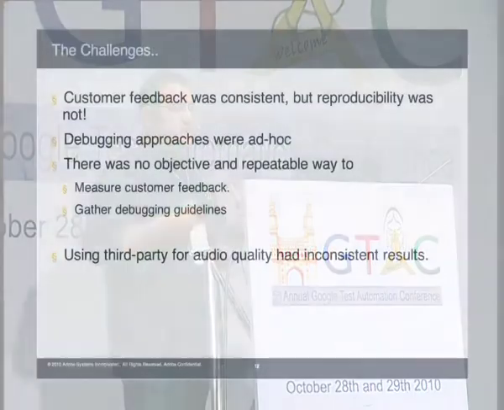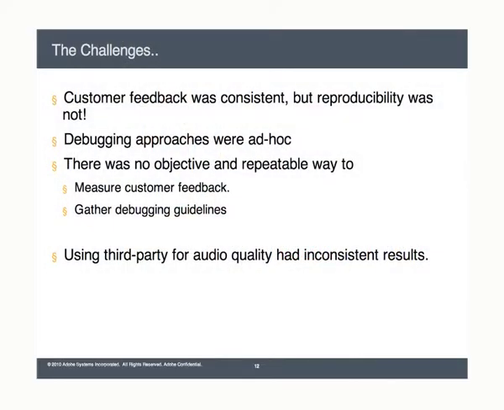So we need to find ways to objectively and repeatedly measure and baseline such problems, without which organized and structured debugging is not possible. Right now, the whole process of experience problem discovery is ad hoc.